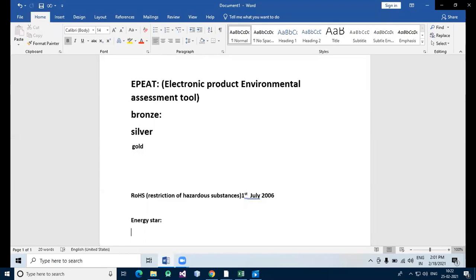So this Energy Star was introduced by the USA as a voluntary label program to identify energy efficient products. It started with computers and monitors and now has a range of products under its belt. The most well-known program for certifying energy efficient electronics in the United States is the Environmental Protection Agency's Energy Star program.